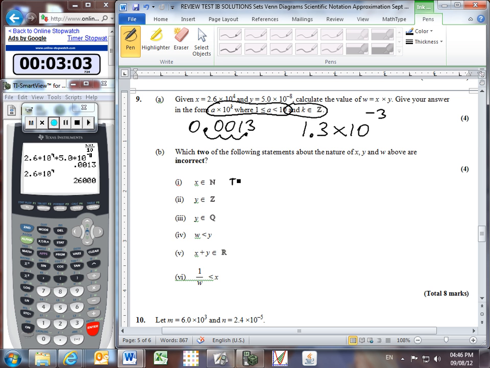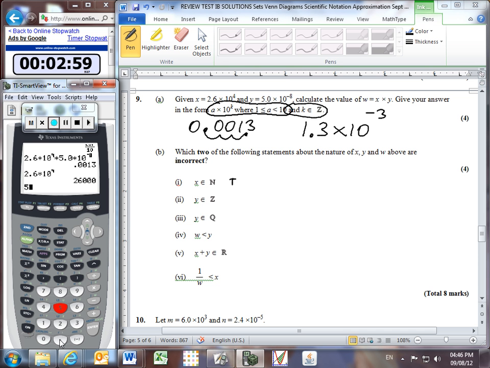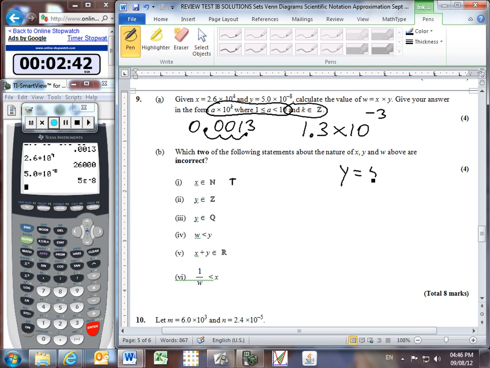Is y an element of the integers? So let's calculate y by itself. We've got 5.0 times 10 to the power of negative 8. And the calculator doesn't actually really help me out here because it just expresses it in the same notation. So let's think about what's going on with y. It's 5.0 times 10 to the negative 8.